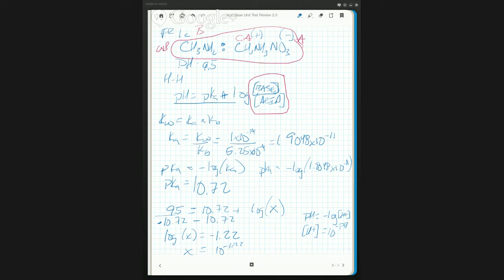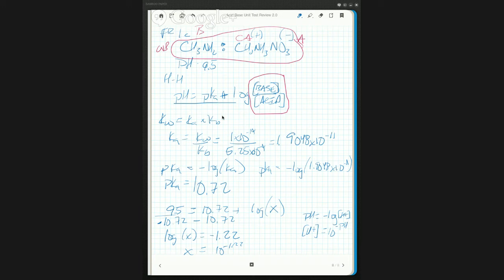This is the acetic acid one, right? I'm having a hard time finding this. Actually, I'm having a really hard time finding this. Well, I believe that's it.